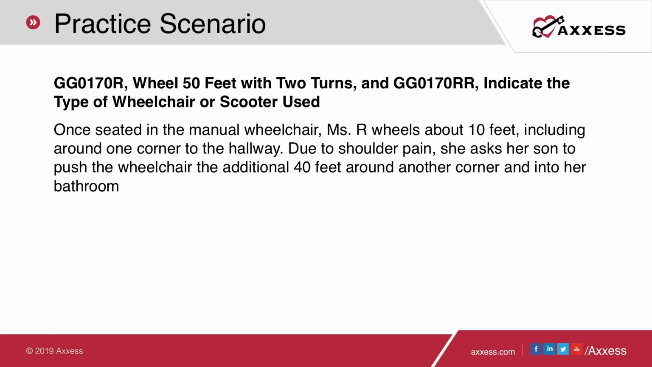Once seated in the manual wheelchair, Mrs. R wheels about 10 feet, including 1 turn around the corner to the hallway. Due to shoulder pain, she asks her son to push the wheelchair the other 40 feet around another corner and into the bathroom. How would you score GG0170R and GG0170RR in this scenario?